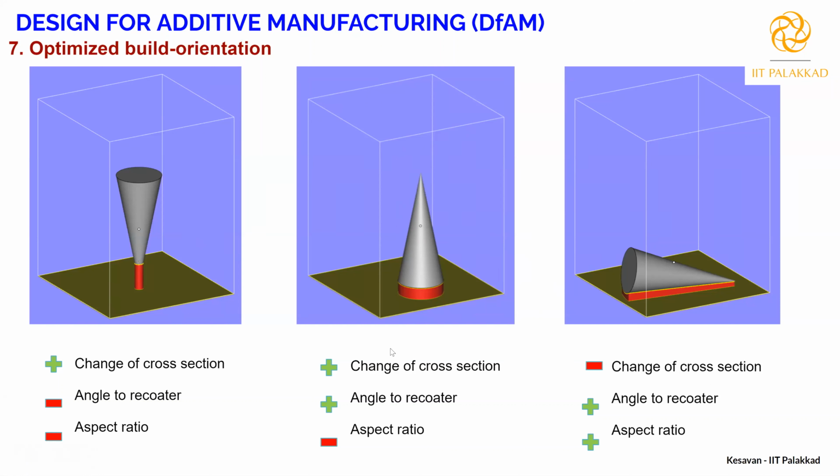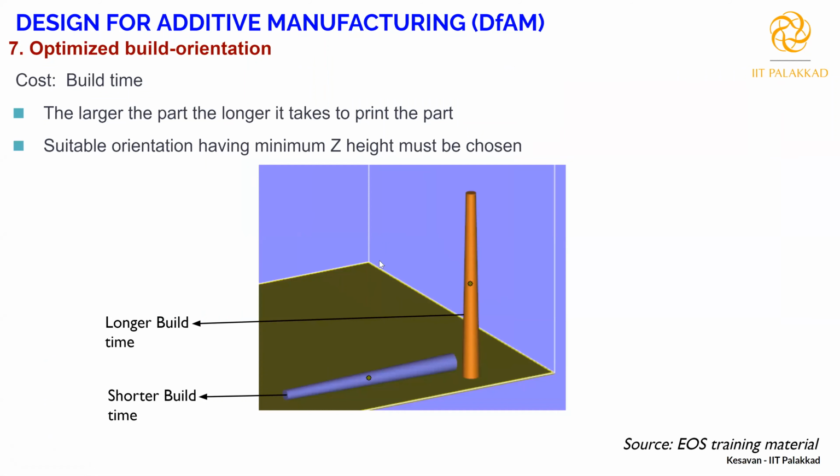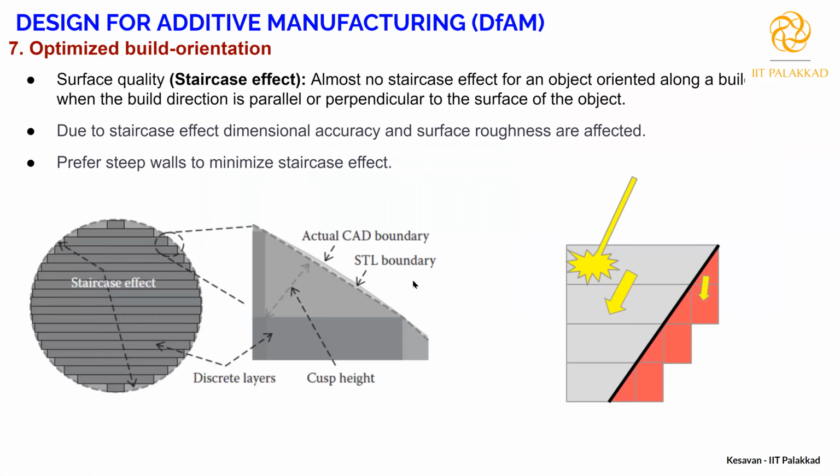So you have a change of cross section. The angle to the recoater is easy. Then when it comes to this, the aspect ratio may be difficult. But here you are trading off between many things, so you need to find the best optimized build orientation, considering several other criteria. Like this, I can give several examples.